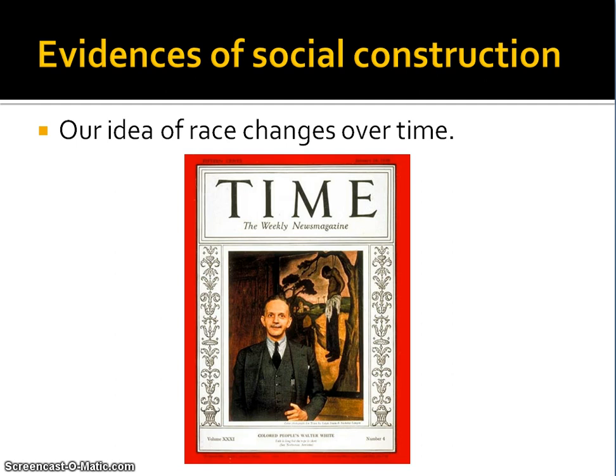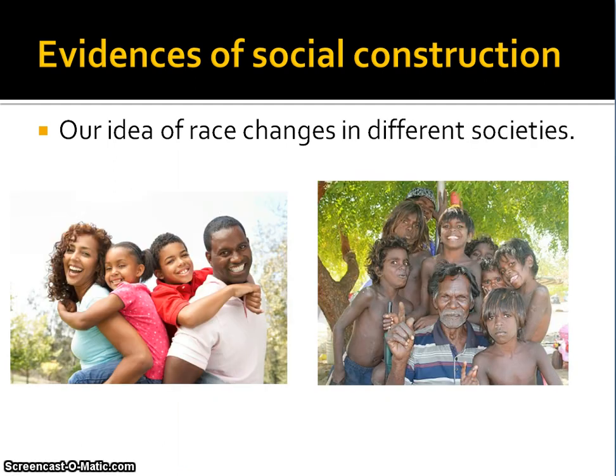If he lived today, he might be able to present himself as multiracial. However, at the time, because he had even just that less than 20% African American ancestry, he was considered black and he was not able to present anything else unless he tried to pass as white and ignore his African American heritage completely. Other evidences that we have of social construction are that our idea of race changes in different societies.